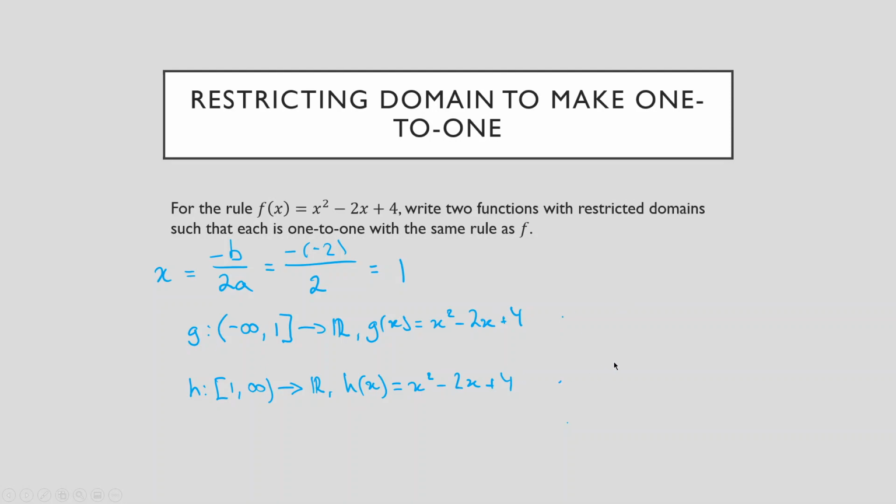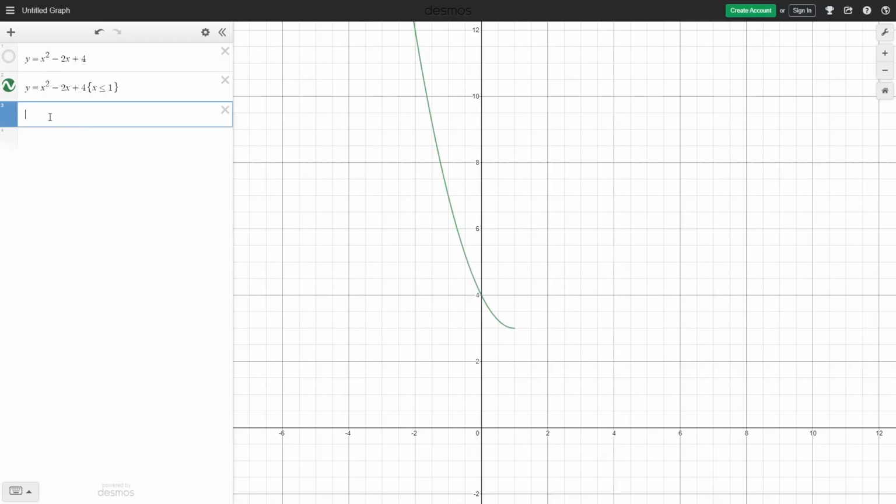I can do the right half by just changing the domain specified by these curly brackets. Same rule, except our domain is now x greater than or equal to 1. You can see the two halves join up at that point, and they are exactly the same as the original parabola, which I can now show and hide the other two. There it is.